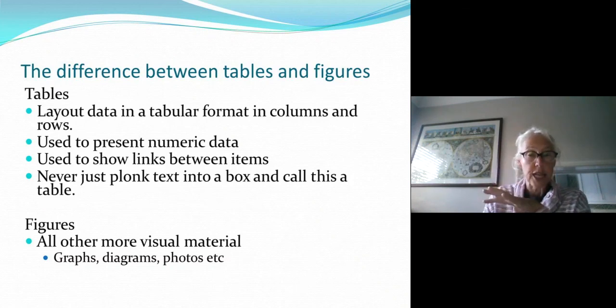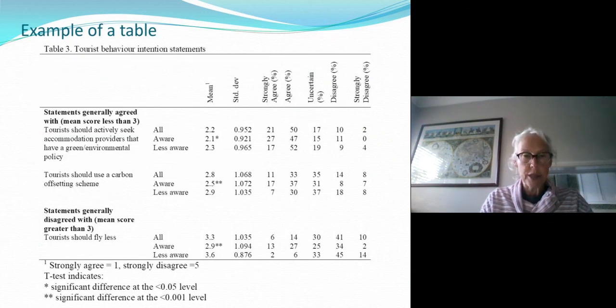So there is a difference between tables and figures. Tables, and I'll show you one in a moment, lay out data in a tabular format in columns and rows, and this is where we can actually present the numbers, and they can show links between items. A table is not just a load of text plonked into a box. That's what sometimes students do if they think they're going to run out of words in their dissertation. It's never a good idea. And figures are all your more visual material, so it could be graphs, diagrams, photographs, anything like that. So here I've got an example of a table.